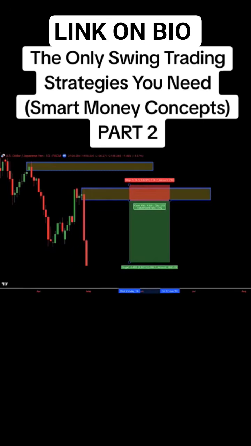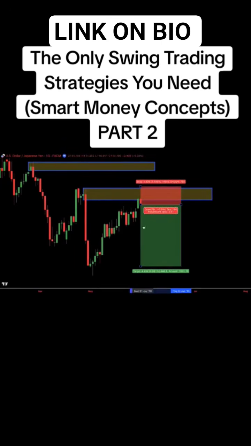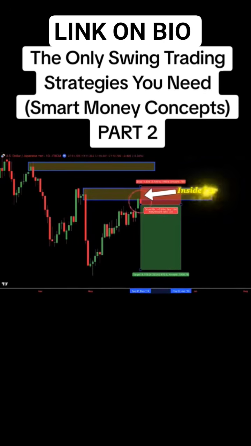Now look at what happened next. The market retraced back into the bearish institutional zone, and once price reached the area, an inside bar pattern formed. This pattern signaled a temporary pause in momentum and provided a precise entry setup within the zone.